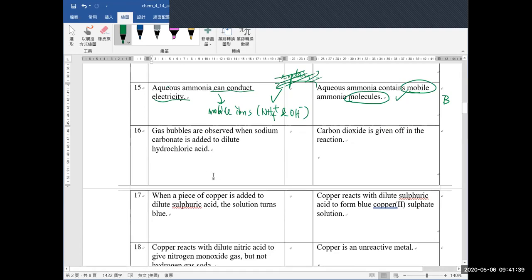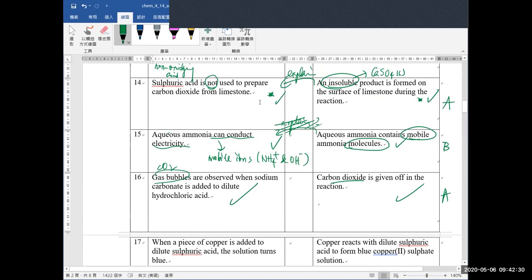16. Gas bubbles are also observed when sodium carbonate is added to acid. Are you sure, Tamai Ho? Gas bubbles, what is that? Gas bubbles is CO2. Yes, that's correct. Carbon dioxide. Yes, correct is A. Try to be confident in yourself about the choice, even though it's wrong, just like later.